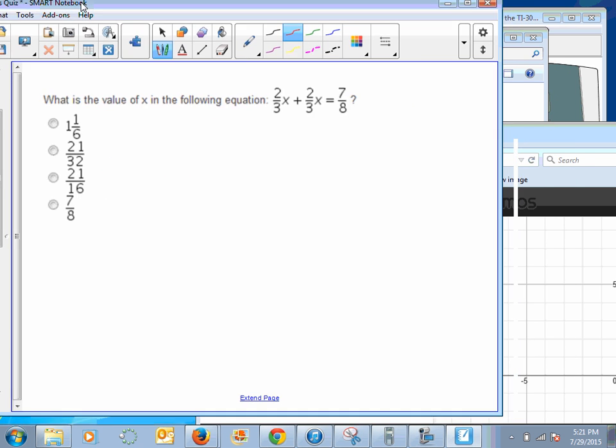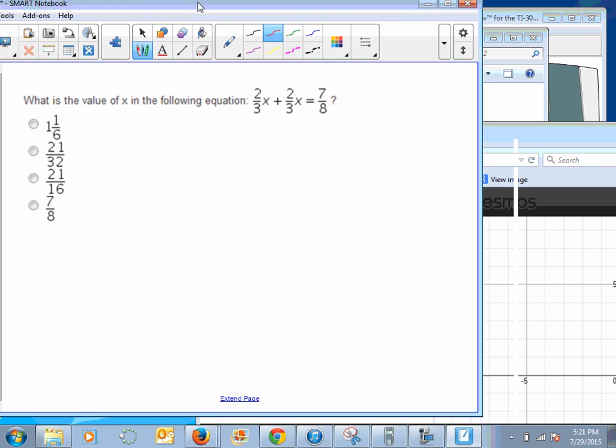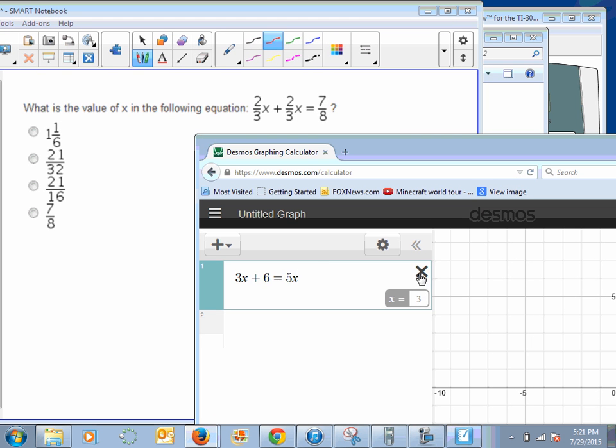Let's look at just one more and show you how we would plug that into Desmos. Matter of fact, let's do this one. Just to show you, you can use fractions. Let's try this again: 2/3 x plus 2/3 x. And what I'm using for the fraction key is the slash where the question mark is on the bottom row of the keyboard, equals 7/8. All right, so there we go.